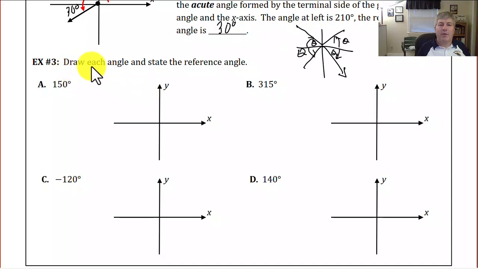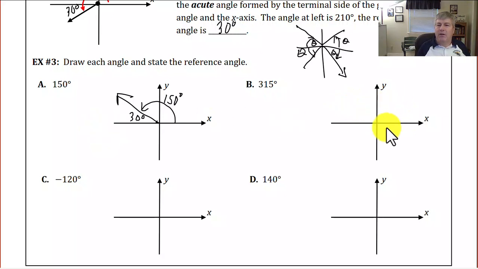So in example 3, we're going to draw each angle and state the reference angle. So an angle of 150 degrees is going to end up in the second quadrant, and since half a revolution is 180 degrees, we're 30 degrees short of it. So we would say our reference angle would be 30 degrees. And there's our 150 degree angle, and our reference angle is 30 degrees.